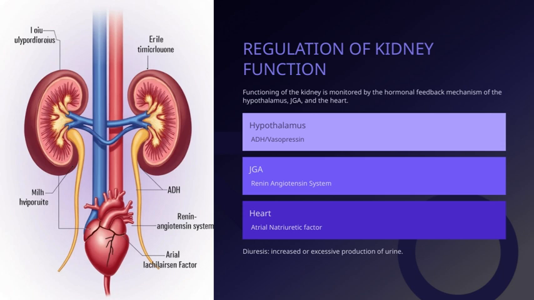ADH plays a vital role in controlling water reabsorption in the kidneys, making sure we retain enough water when needed or excrete more when necessary. Importantly, the hypothalamus monitors the body's hydration status and communicates with the JGA and the heart to fine-tune kidney function. So overall, the functioning of the kidney is governed by a sophisticated hormonal feedback mechanism involving the hypothalamus, the JGA, and the heart. This interconnected system ensures that fluid and electrolyte balance, blood pressure, and overall homeostasis are maintained effectively.